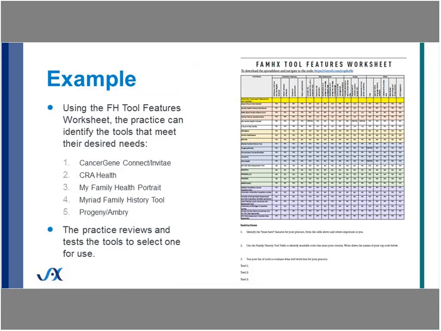Using this worksheet, the practice can go through and check their desired features and then filter based on this list of family history tools that's on the y-axis to identify those that might meet their desired needs. And in this scenario, there are five family history tools that meet those criteria. So the practice can then look at this list of five rather than a list of 25 or 50 tools, and test these tools and select one that will best meet their needs.